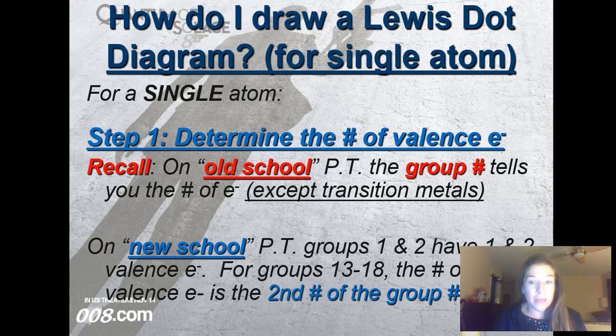On the new school periodic table, groups 1 and 2 have 1 and 2 valence electrons. They're the same. But for groups 13 through 18, those that are over in that P block, the number of valence electrons is the second number of the group number. Another way to remember that is to take the group number minus 10. Okay, so if it's group number 18, our noble gases, 18 minus 10 equals 8. Or if you look at the number 18, the second number is 8, so that means that it has 8 valence electrons. And we know that's true because they are the noble gases and their octet is fulfilled.